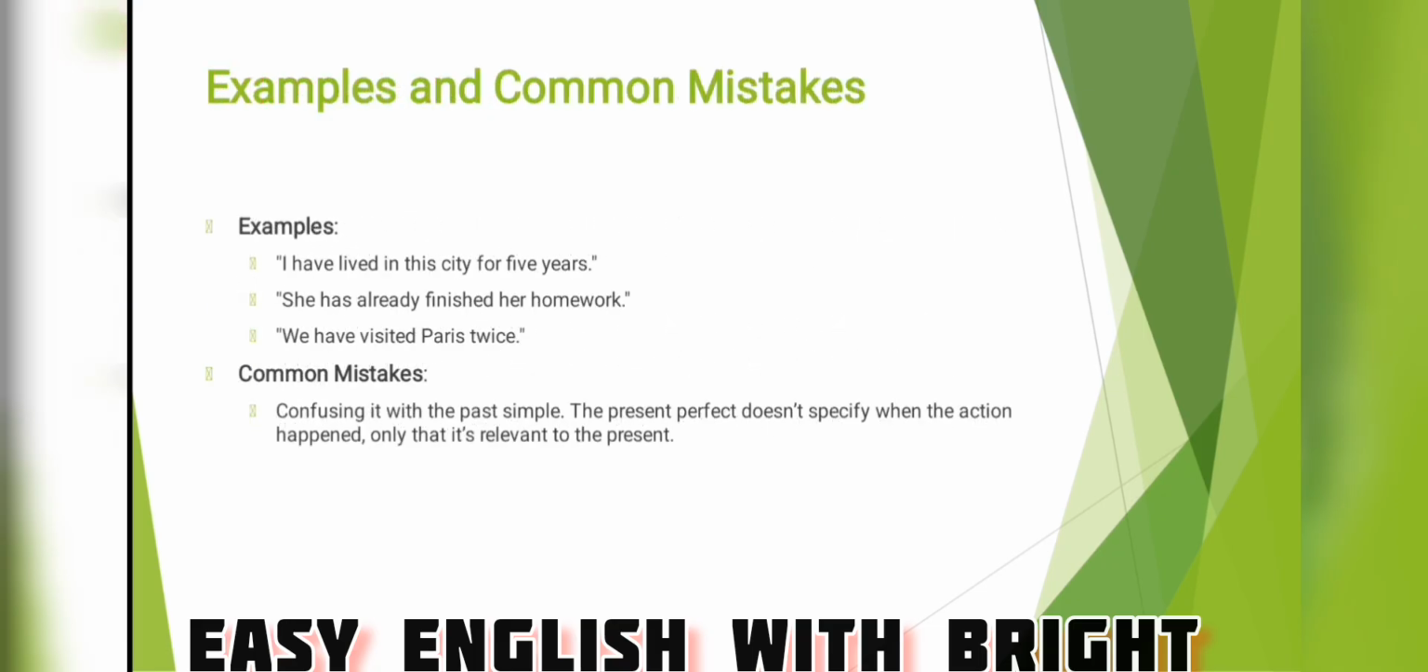Examples and common mistakes. I have lived in this city for 5 years. She has already finished her homework. We have visited Paris twice. Common mistakes: confusing it with the past simple. The present perfect doesn't specify when the action happened, only that it is relevant to the present.